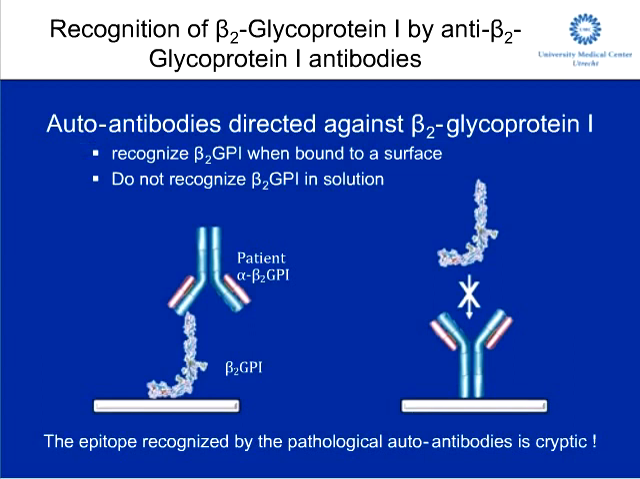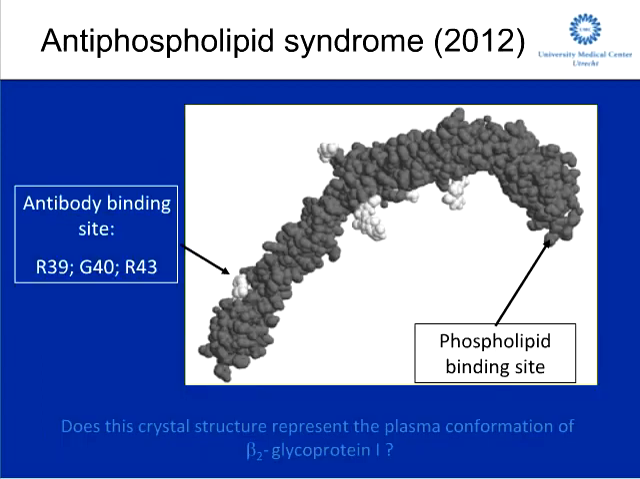So we did some additional studies. If you look at the crystal structure that we solved a long time ago, this site here is defined as the antiphospholipid binding site. Here are the amino acids that the antibodies recognize. It's clearly visible. So how can this be a cryptic epitope if it's so exposed on the surface? We wondered whether the crystal structure of beta-2-glycoprotein 1 really represents the plasma form of beta-2-glycoprotein 1.